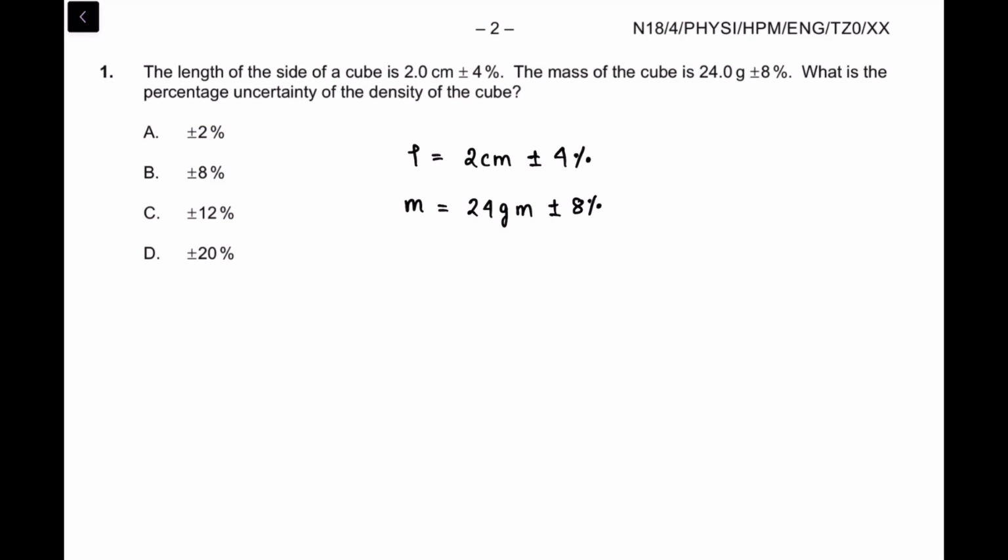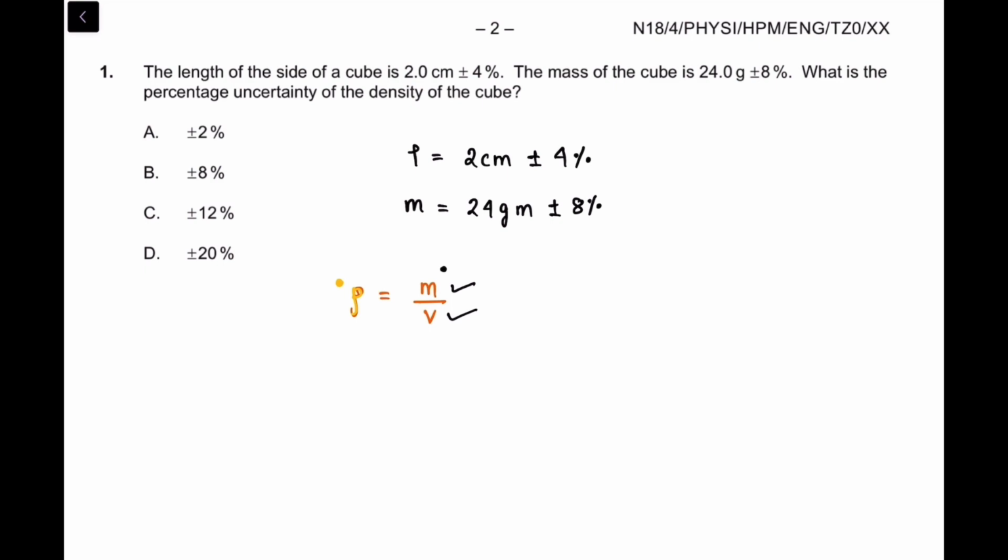Now we have to calculate the percentage uncertainty of the density of the cube. So that means density is what? Mass per unit volume, that is m by v. Now see, the quantity on the left hand side is only rho, that is density, and the quantities on the right hand side are mass and volume.